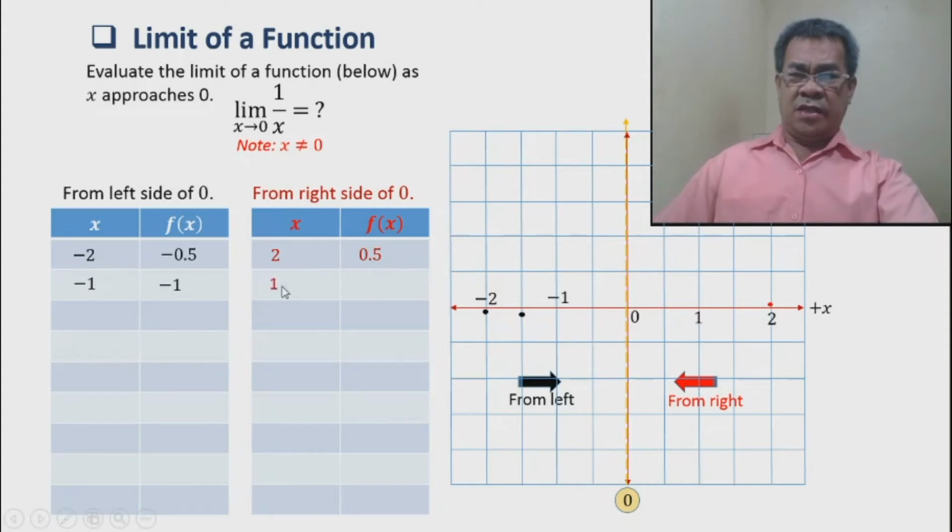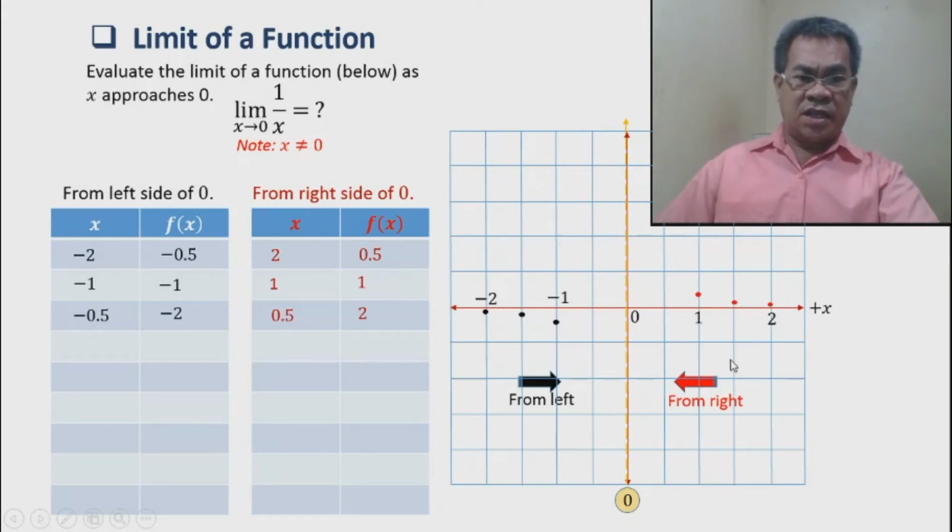Then when x is equal to 1, the response is 1. Take note, this is increasing negatively on the left. The function from negative 0.5 increases in number to negative 1, and this one also increases positively from 0.5 to 1. If we continue moving x towards 0, what will happen? Let us say x is 0.5, the response is 2. Then if you increase again on the right side, we have the value.